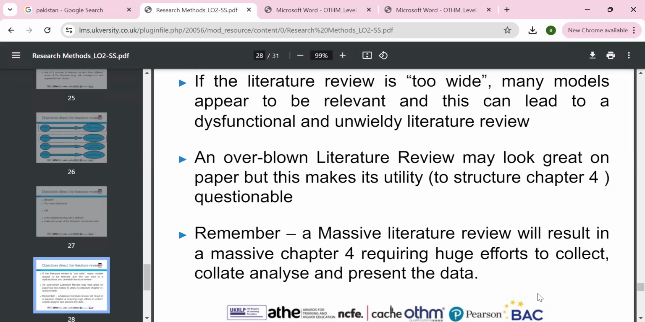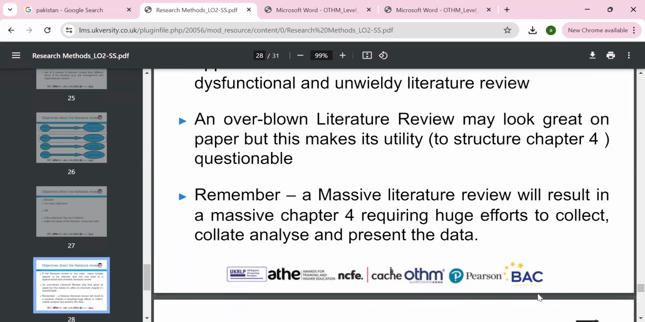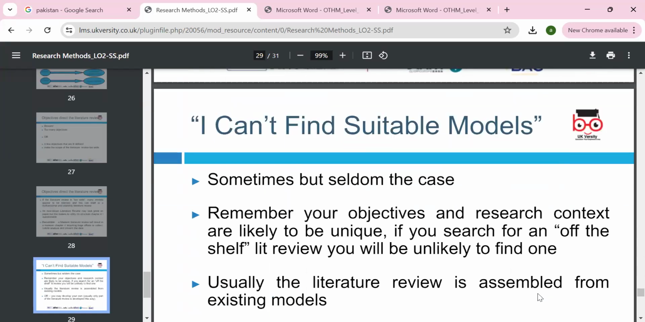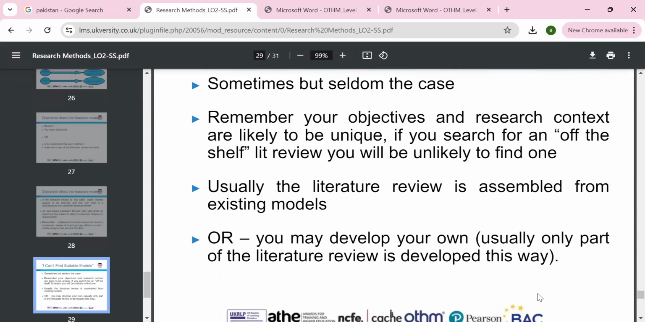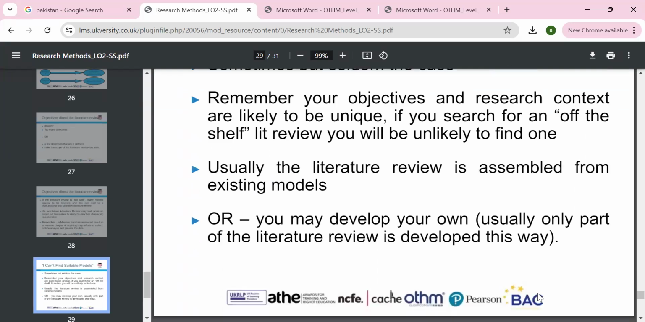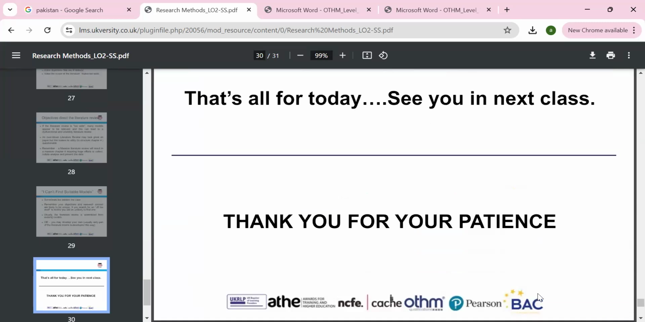Literature review. Remember, a massive literature review will result in a massive chapter requiring effort to collect, collate, analyze, and present the data. Yes, sometimes I can't find a suitable model, but that is seldom the case. Remember your objective and the research context is unique, and if the research is off the shelf, you will need to find and make sure of an existing model or develop your own, usually only as part of the literature.